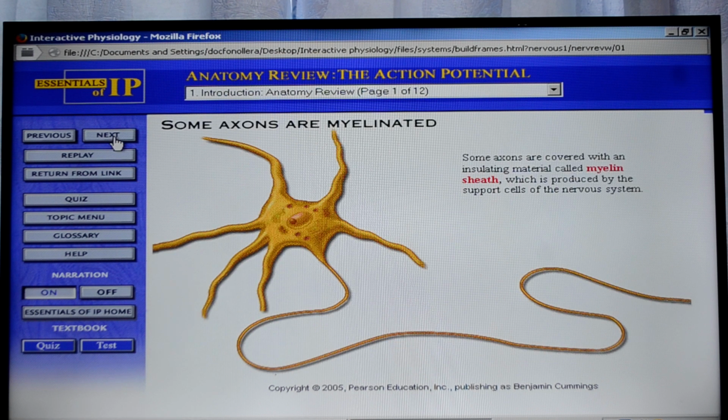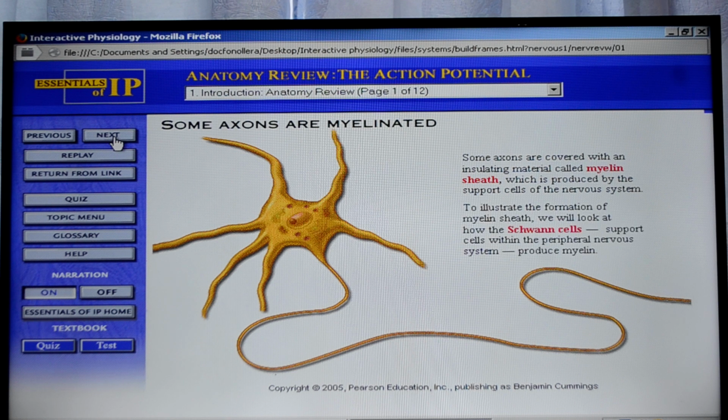Some axons are covered with an insulating material called myelin sheath, which is produced by the support cells of the nervous system. To illustrate the formation of myelin sheath, we will look at how the Schwann cells, support cells in the peripheral nervous system, produce myelin. To see the process of myelination, click the axon.